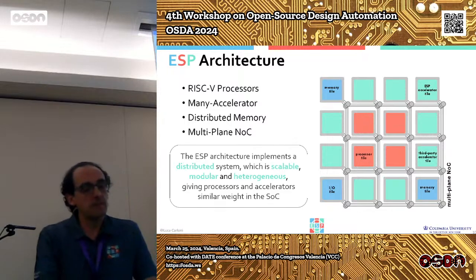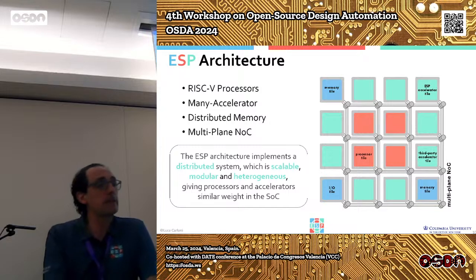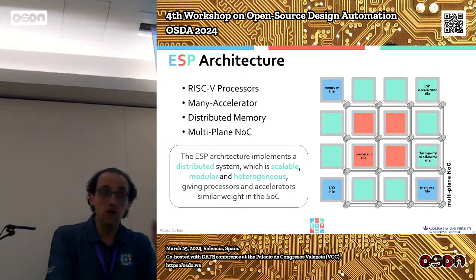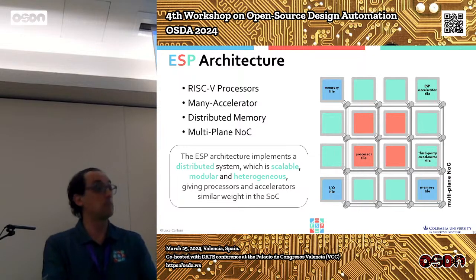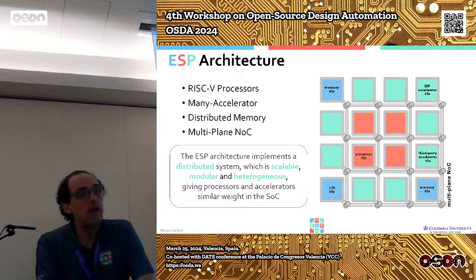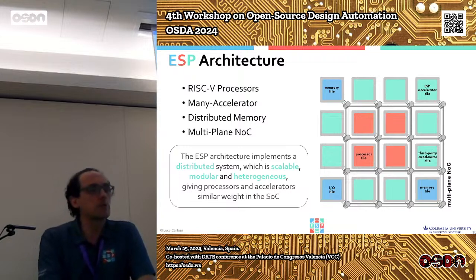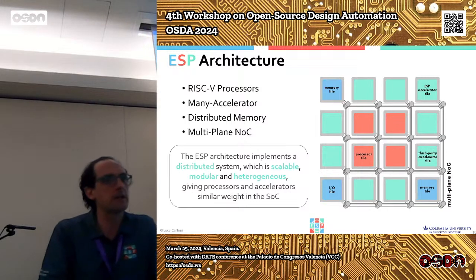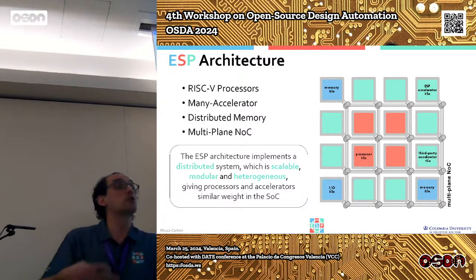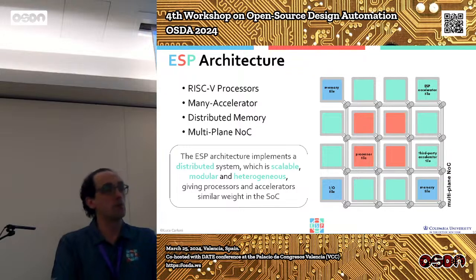Now, ESP as an architecture implements a system which is distributed in the context of a single chip, where communication is as important as computation. It is scalable, modular, and heterogeneous, giving processor and accelerator similar weight in the SoC, so they are given really the same importance. This maybe distinguishes us from some other academic platforms where we think the emphasis is particularly given on the processor. For us, the accelerators, which are, as you'll see, loosely coupled, are designed independently.